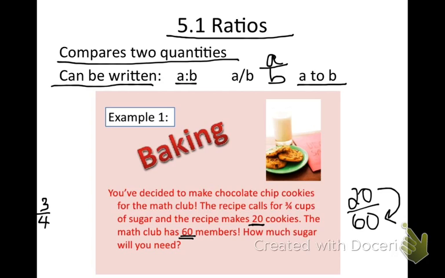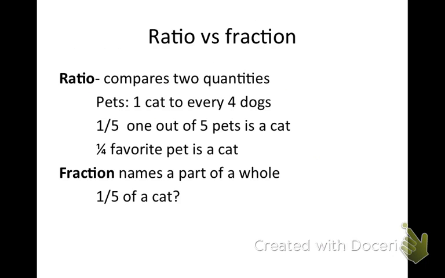I can take my 3/4 of a cup of sugar and multiply that times 3. I get 9/4, which is an improper fraction, so I'm going to make that into a mixed number. 4 goes into 9 2 times, and I have 2 1/4 cups of sugar. Again, I don't need to write this example down because I'm just showing you how I can use a ratio and why they are important to know.